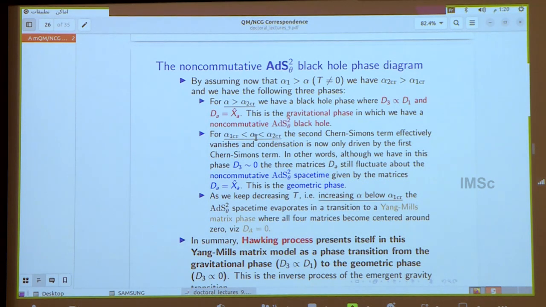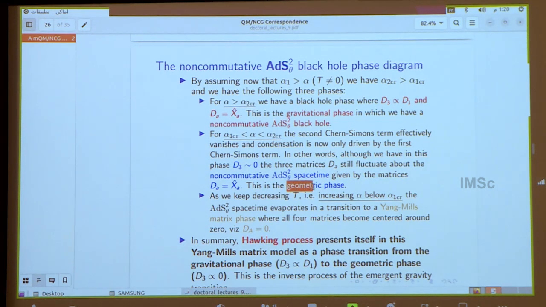If I take alpha between the second and the first critical point, the second Chern-Simons term effectively vanishes, whereas the first one does not. So the dilaton field should condense around 0, whereas the matrices dA still fluctuate about the non-commutative AdS2 space-time. So we have here the pure AdS2 phase.